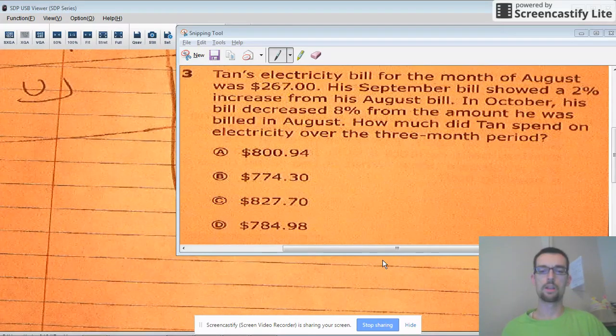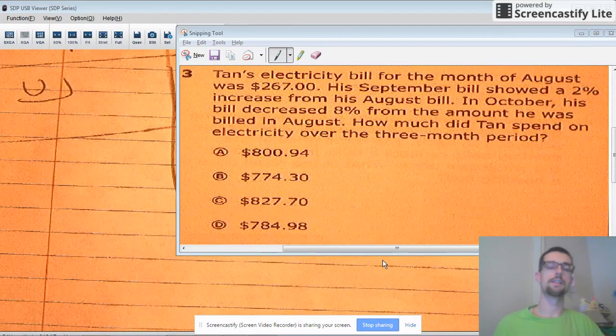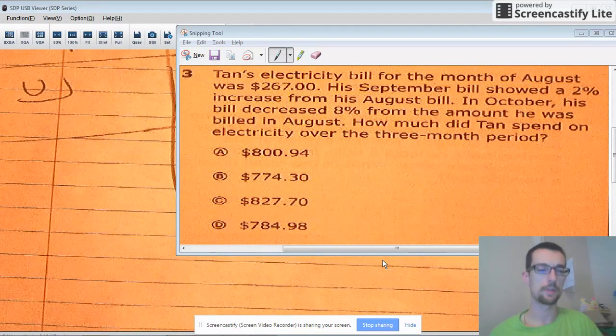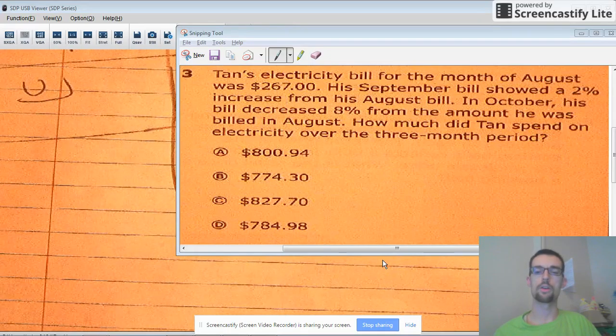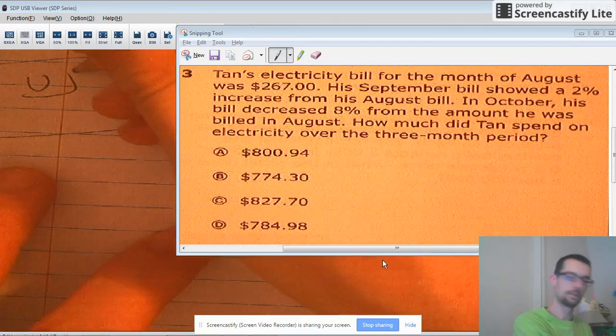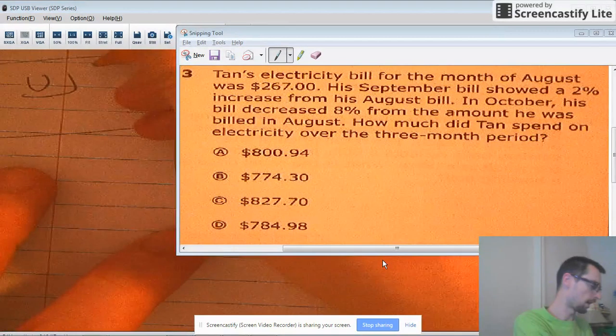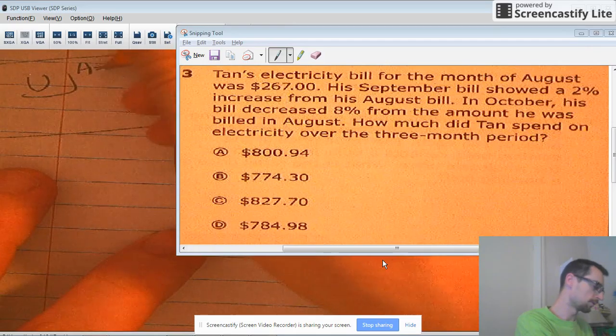Okay. Well, let's see here. I'm going to go ahead and draw my UPSI. My U is to understand what I know and what I need to find out. I need to find out, let's see, I know September. Let's see, I know August is 267.